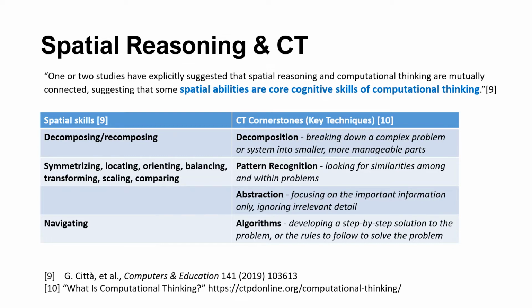The article that was written by CETA, reference number 9 on the list here, listed specific spatial skills. You can see decomposing, recomposing, symmetrizing, locating, orienting, etc., and navigating. If you remember on the previous slide, we talked about the key techniques of computational thinking, and I encourage you to look at how those spatial skills are related to the established key techniques, which are the cornerstones of computational thinking. And this would tend to suggest support for the idea that spatial abilities are actually core cognitive skills of computational thinking.